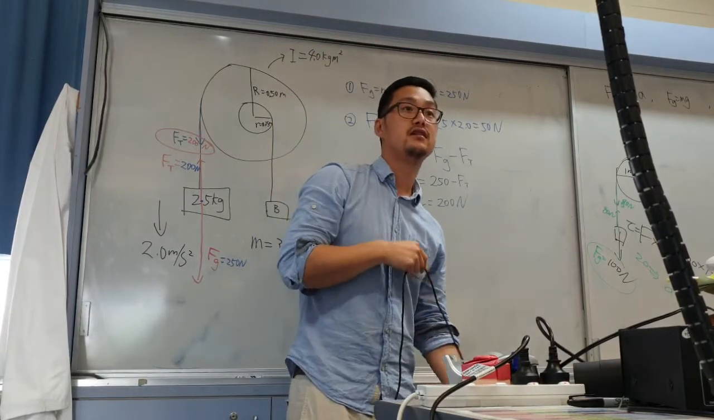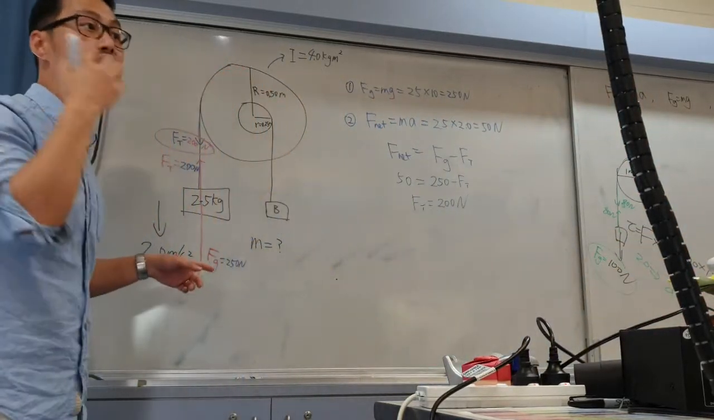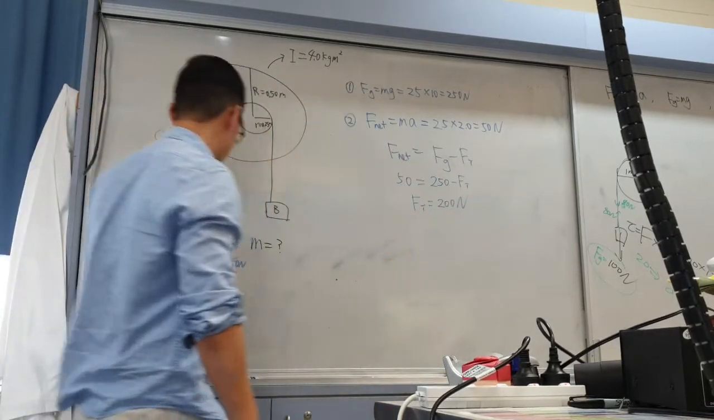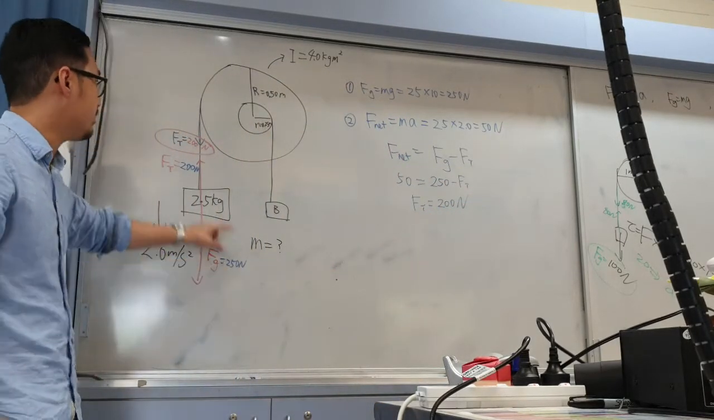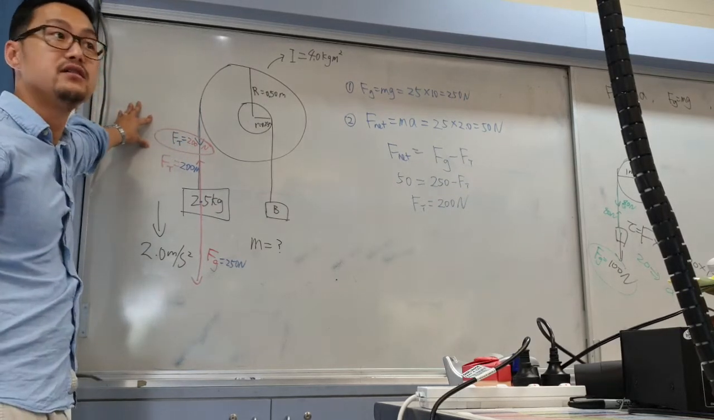Does it make sense? So that is the reason why we have to train ourselves not to think, oh, 100 Newton is pulling that. Rather, 250 Newton is pulling, but at the end, when it comes to here, there's only 200 Newton force now. Does it make sense?